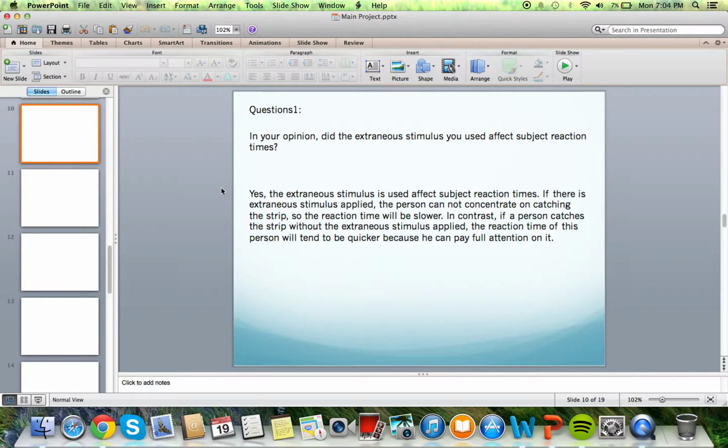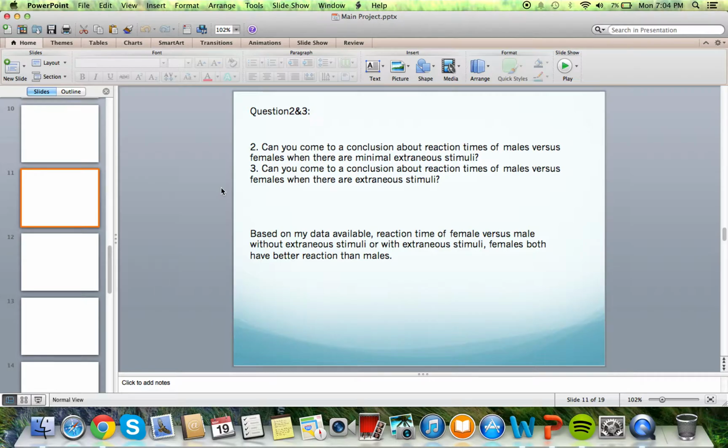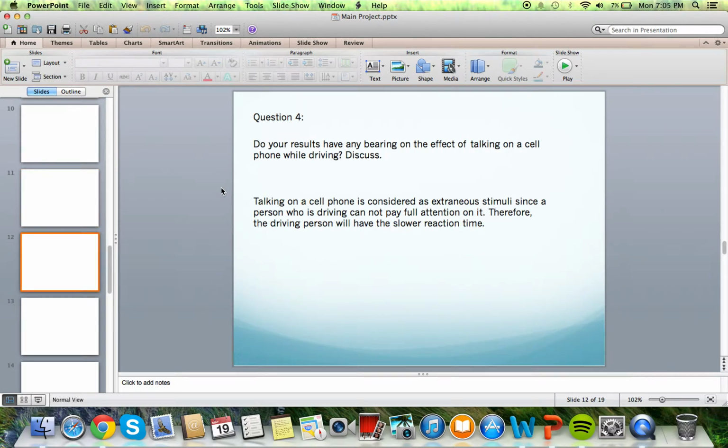And then question number 3, can you come to a conclusion about reaction time of male versus female where there are minimal external stimuli? Can you come to a conclusion about reaction time of male versus female when there are external stimuli? Well, based on my available data, reaction time of female versus male without or with external stimuli, females tend to react faster than the males.